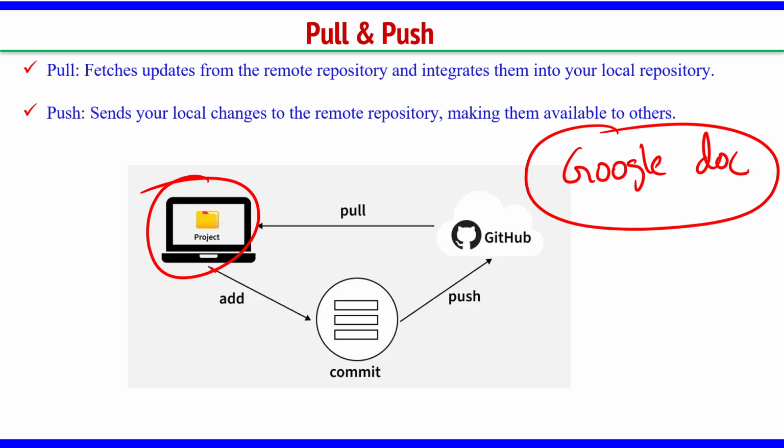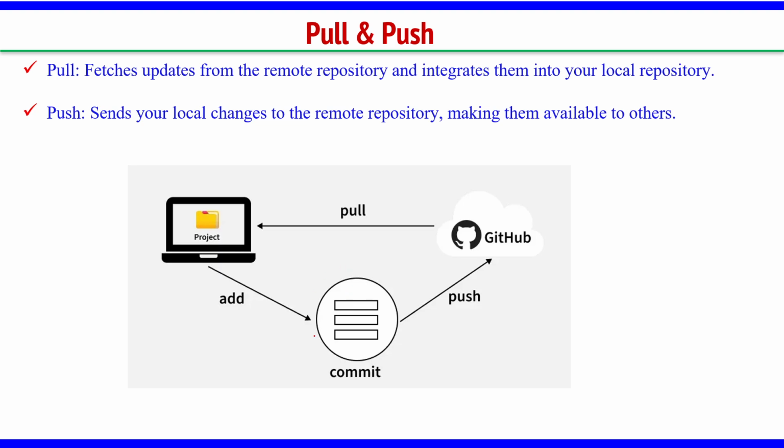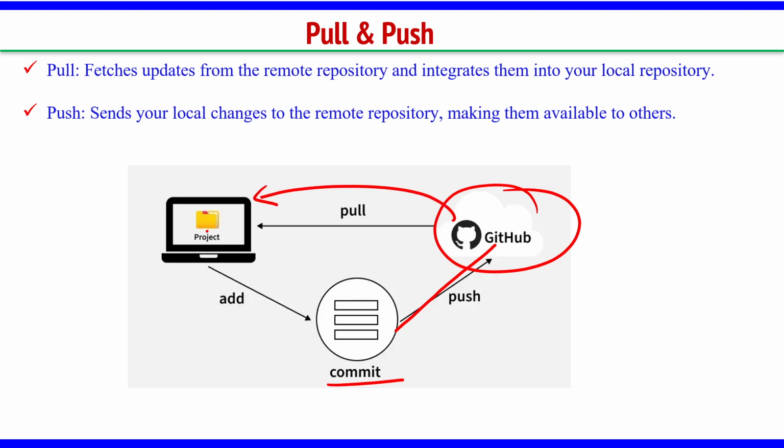Then you can add and then commit, right? Add means you are bringing it to the staging area, then you do the commit, then you do the push. You are uploading that document back to GitHub. So anybody else who wants to work on that can pull it into their local machine, work, and again send it back to GitHub, right? So Git is your local repository, whereas GitHub is your cloud or online repository, right?